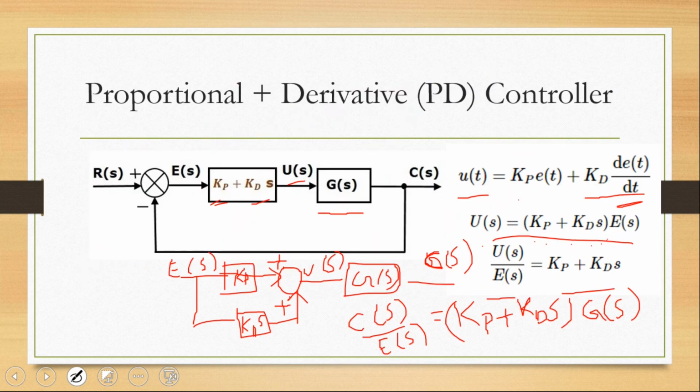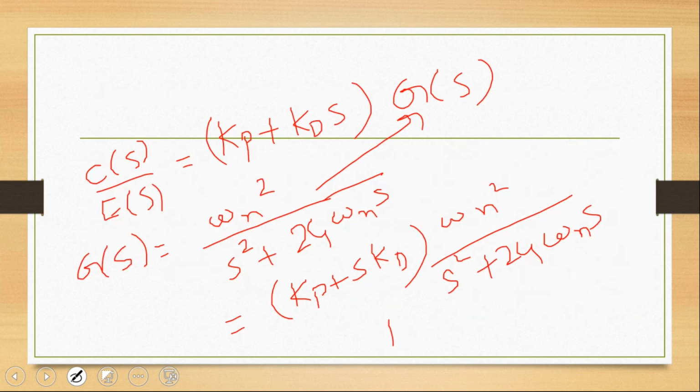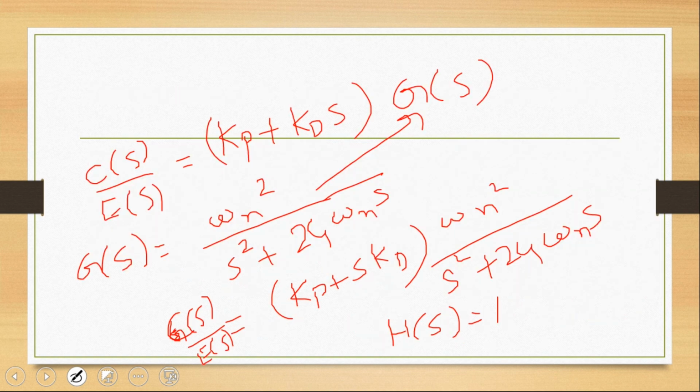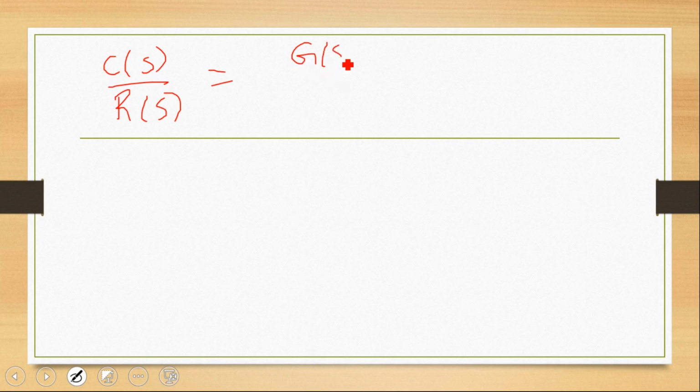So from the block diagram it is clear that H of S is 1. So we write H of S is 1. This is C of S by E of S. So now this C of S by E of S is our new block. So this combined together gives us the forward path. So our closed loop transfer function will become C of S by R of S is equal to our new forward path function G of S divided by 1 plus G of S H of S.